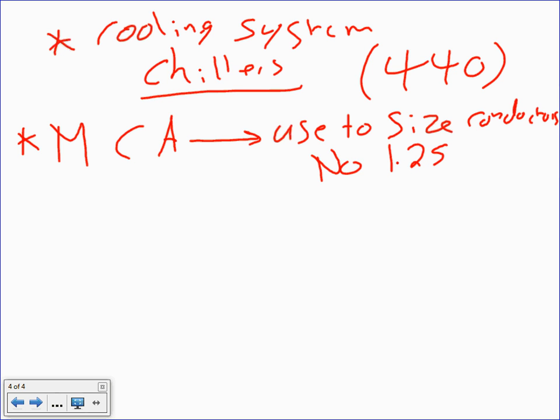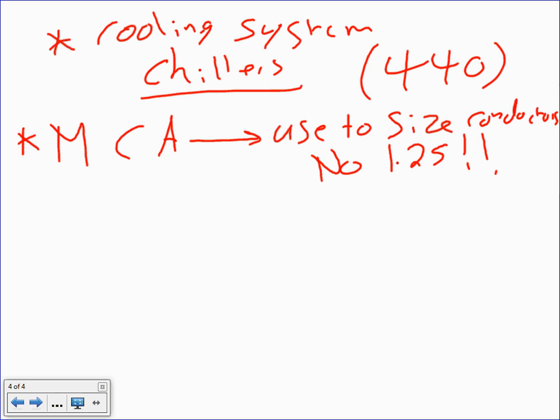1.25. Can you guys write it yourself? When you see, Spencer, minimum circuit ampacity 50 amps on a chiller, you take the 50 amps and you go to Article 310.16 under the 75-degree column and you size your conductor. No multiplication by 1.25. Did you guys hear me?